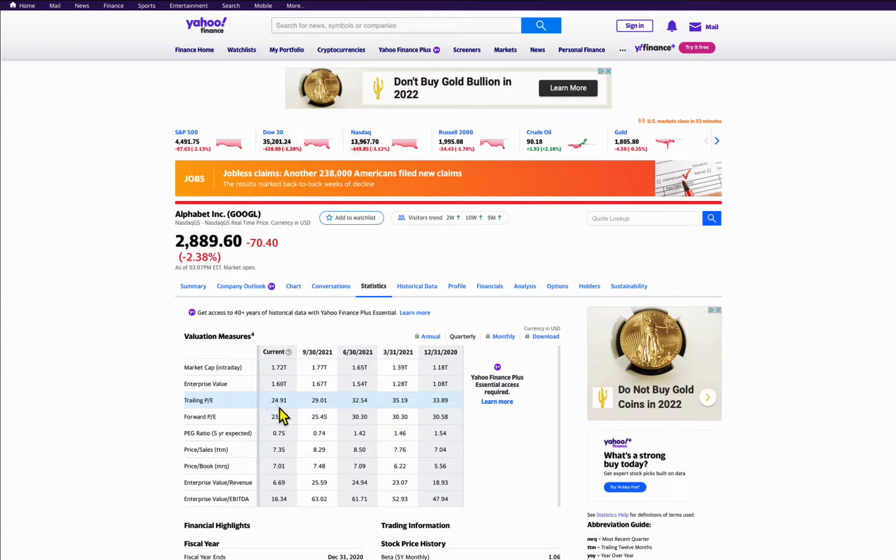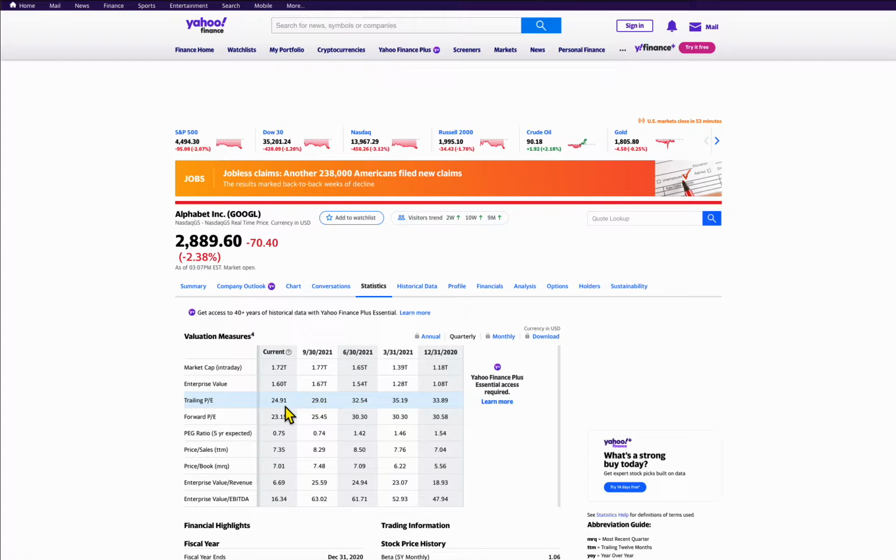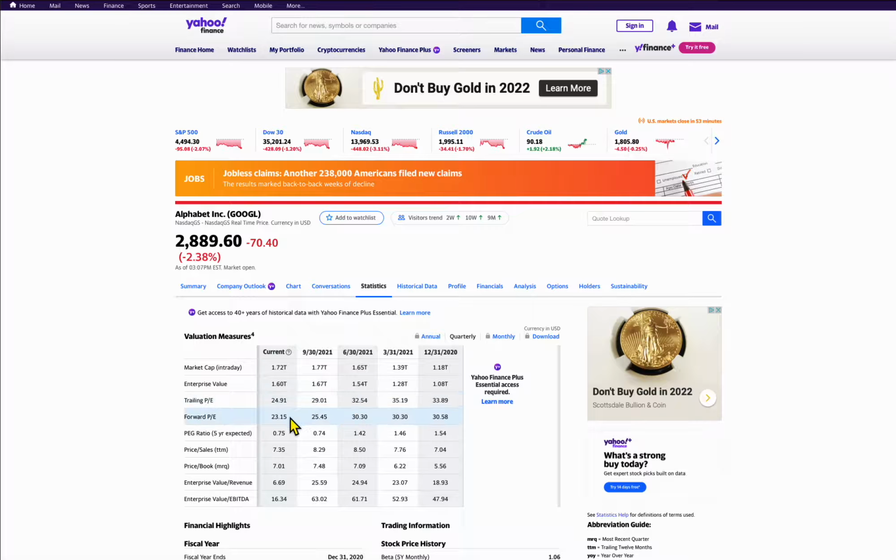When you see a PE ratio of 24 times, that's the price earnings ratio. The normal ratio is like 20, 21, 22, 23. So this is the ratio to always look around.